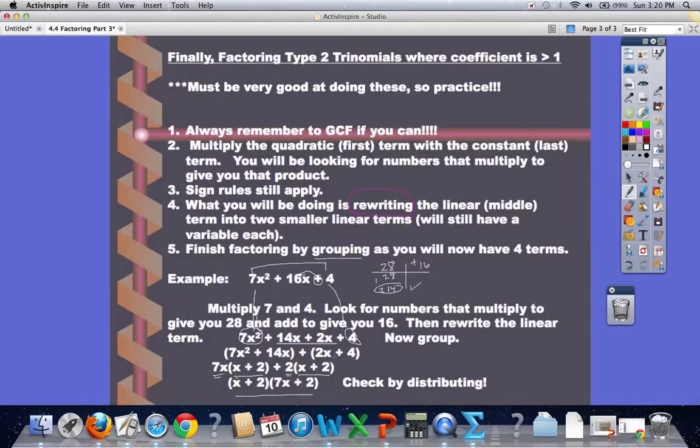You can do this with any type of factoring. If you even want to do this with type 1 factoring, which I don't recommend because it's a lot more work, you can do it. But I recommend using this only if the coefficient is bigger than 1, or you have grouping anyway, so you have to do it that way. But this is the way you want to do it. And you need to be really, really good at this kind because they use it a lot.